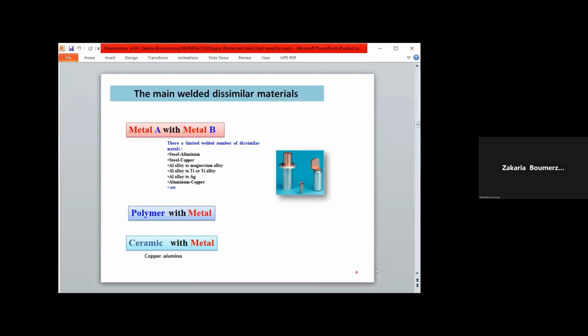Now I will speak about the main welded dissimilar materials, not especially dissimilar metals. It means we can weld metal A with metal B, or polymer with metal, and ceramic with metal. For example, for the welding of dissimilar metals, we can weld steel with aluminium, steel with copper, aluminum alloy to magnesium alloy, aluminum alloy to titanium or titanium alloy, aluminum alloy to silver, aluminum to copper. But from the literature review, there is a limited number of welded dissimilar metals. This is the first observation.